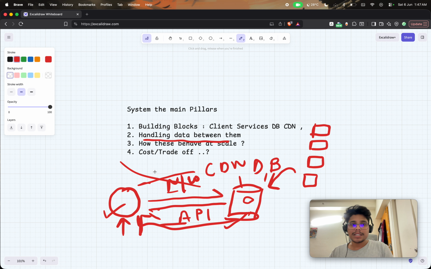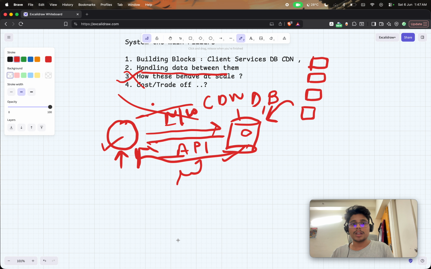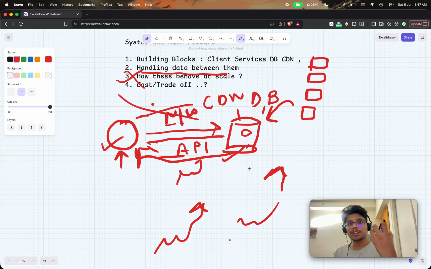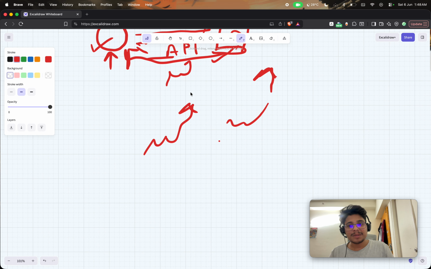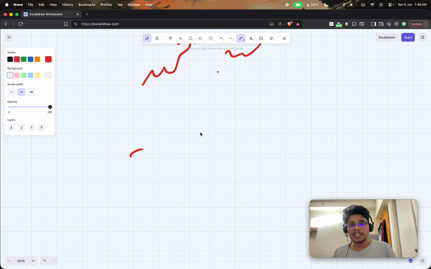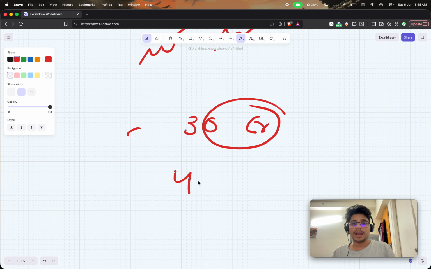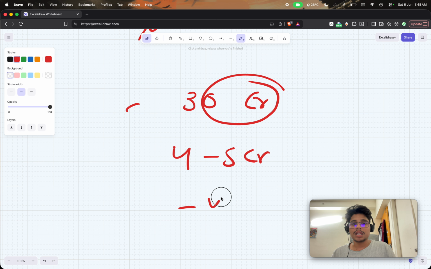And how these behave at scale: suppose influencers say, okay, this t-shirt is crazy, you must buy that, and the traffic gets very high. How does your system behave at that moment? And then last is cost and trade-off. Suppose you are running a business and your t-shirt apparel costs 3 crores, and your site that handles all the logistics and business costs 4 to 5 crores, so the net revenue is negative.